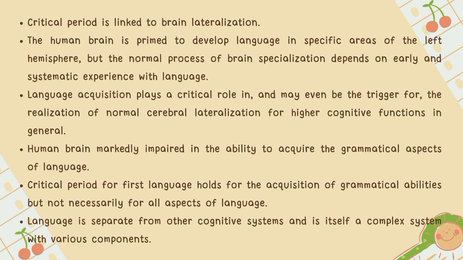Now, acquiring language plays a crucial role in, and might even trigger, the proper lateralization of the brain for higher cognitive functions. This means that the process of learning language can influence how other cognitive functions are organized in the brain. The human brain shows a significant impairment in acquiring the grammatical aspects of language if language learning does not occur within the critical period. This results in a persistent difficulty in mastering grammar, even if vocabulary acquisition is achieved.